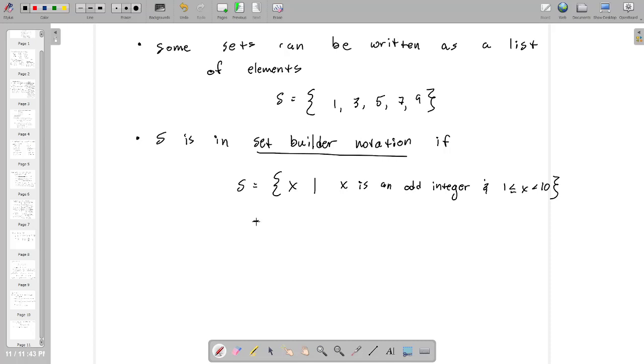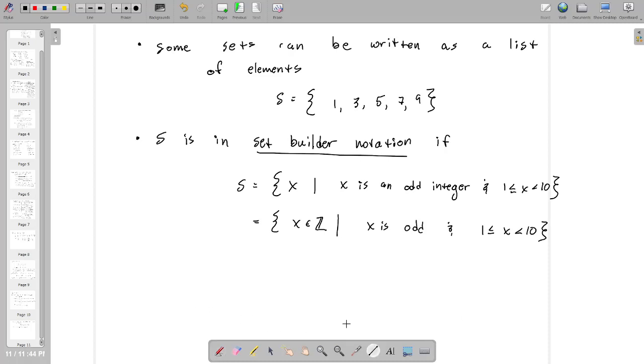We can also write this set like this, where we have x as an element of the integer set, such that, so what this is saying here is that x is already within the integer set. This is already a condition on x that needs to be satisfied. And then we can say x is odd and x is between 1 and 10, including 1, excluding 10.